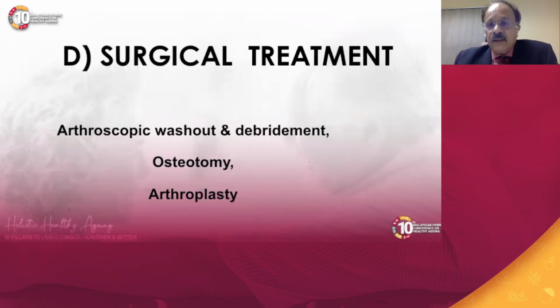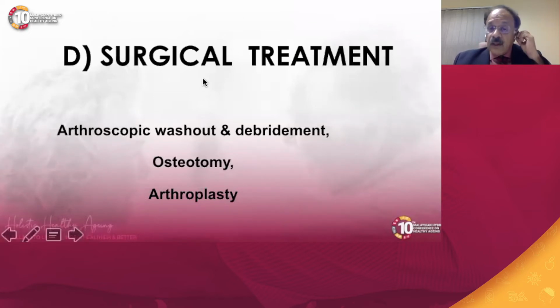Surgical treatment, now that's the interesting part. We come to this as a last stage where it's not effective. The earliest conservative measures are not useful or not helpful. Therefore, we have a few things that we can do under the surgical division. And first and foremost is arthroscopic washout and debridement. Osteotomy is the next one, followed by arthroplasty, which is a replacement of the joint per se.